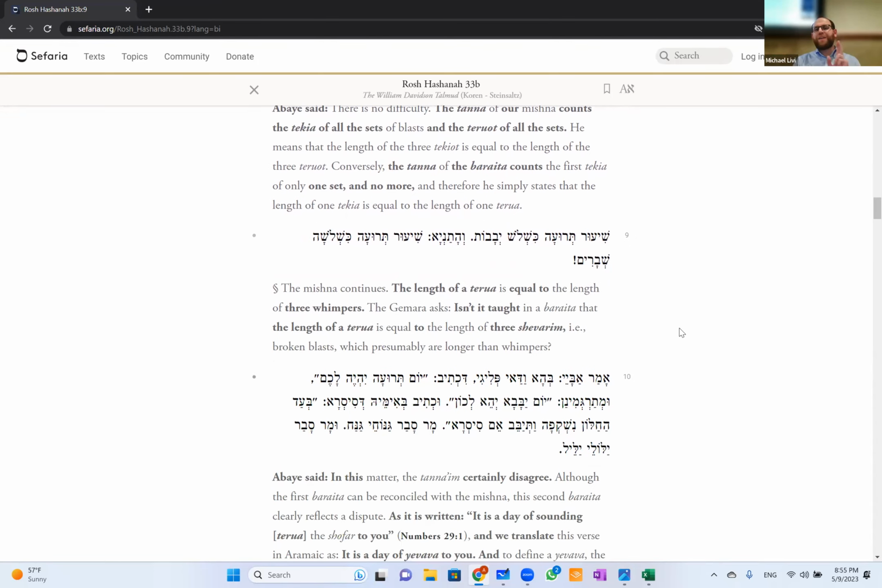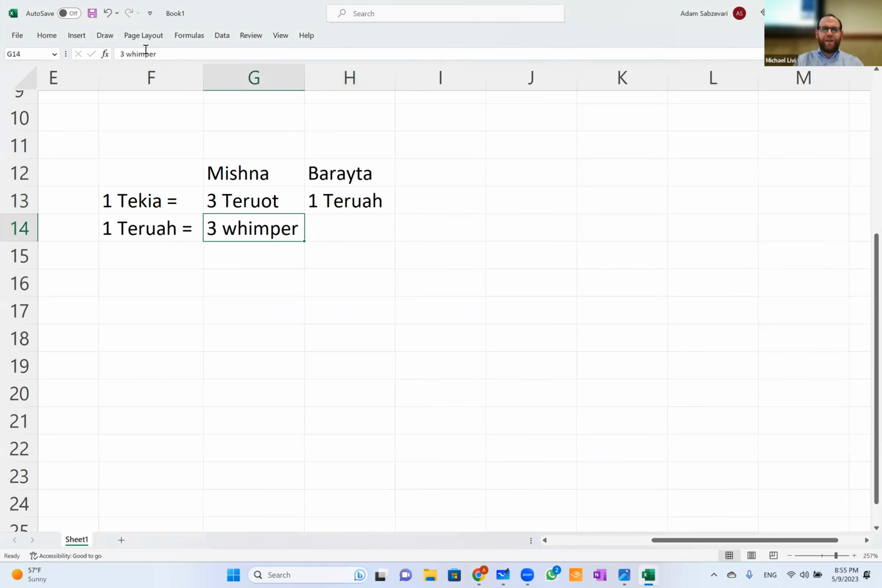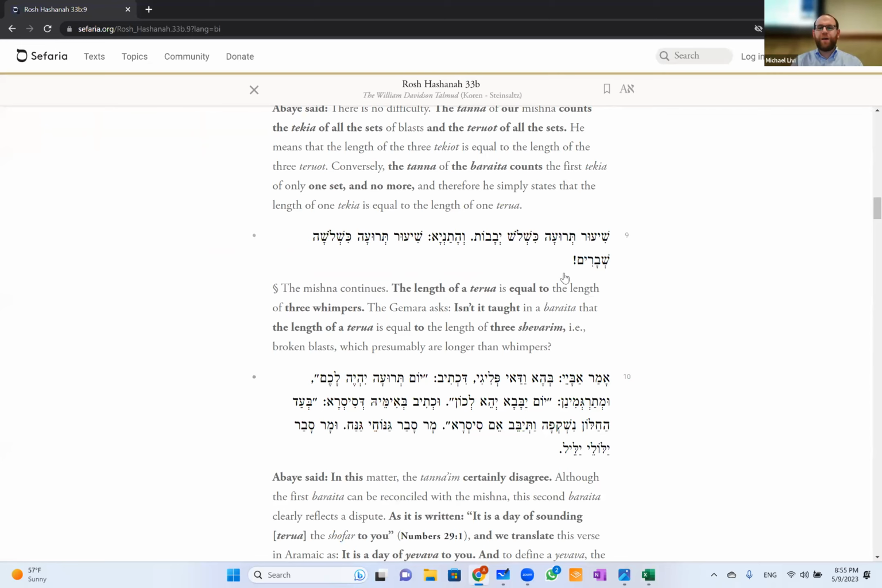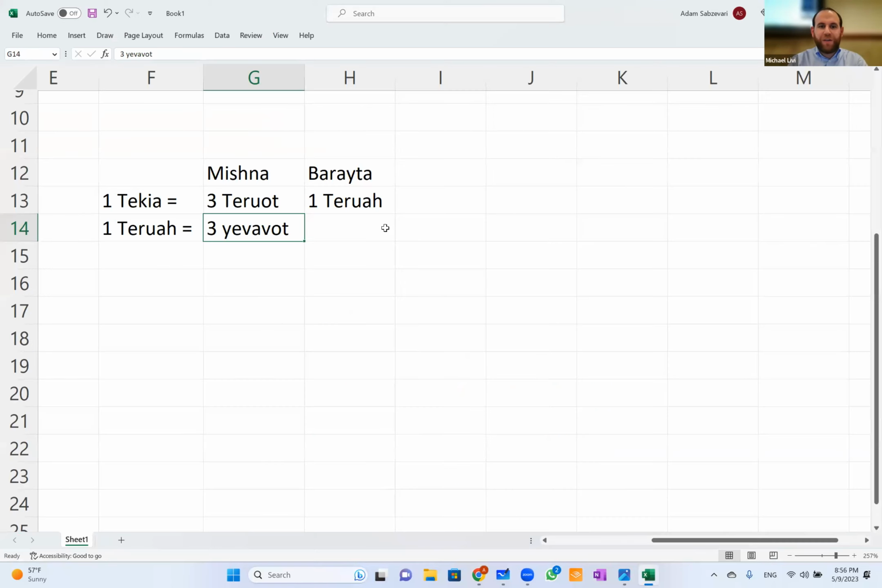However, the next line of the Braita says the following: Shi'ur Teruah Kishalosh Yevavot. This is a quote of our Mishnah that says the Shiur of a Teruah is 3 Yevavot. Ve'atanya, but the Braita says something else. What does the Braita say? Shiur Teruah Kishlosha Shevarim. The Shiur of a Teruah is equal to 3 Shevarim.